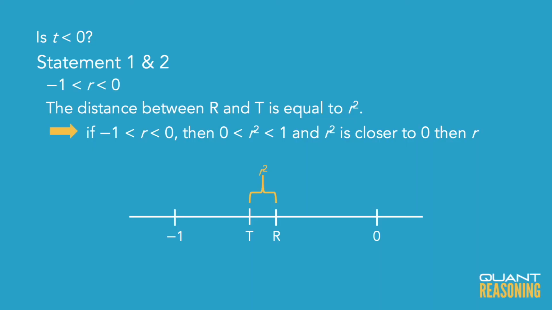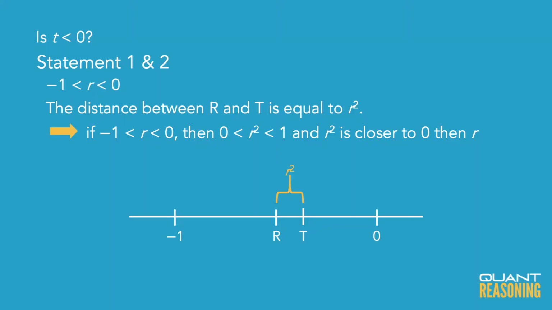Now, we know that t is that very short distance, that r squared away from r. Could t be to the right of 0? T is either going to be to the left of r or to the right of r. Now, if t is to the left of r, then of course it's to the left of 0, because r is to the left of 0. But what if t is to the right of r? Is it possible that t is so far to the right of r that it goes past 0? Because that's really what this question is asking. Which side of 0 is t on?